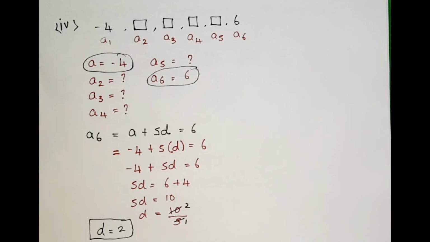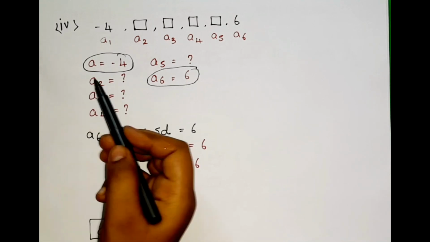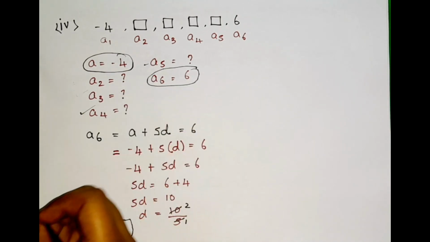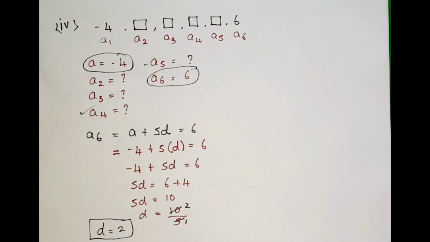Now let us find the missing values. Since we know the D value, it is easy to find the A2 value, A3 value, A4 value and the A5 value. The common difference is like a magic word or something. So please guys, find the common difference at first.